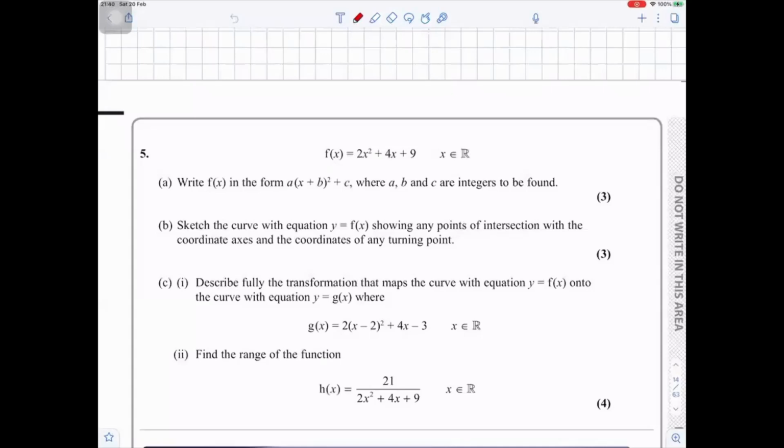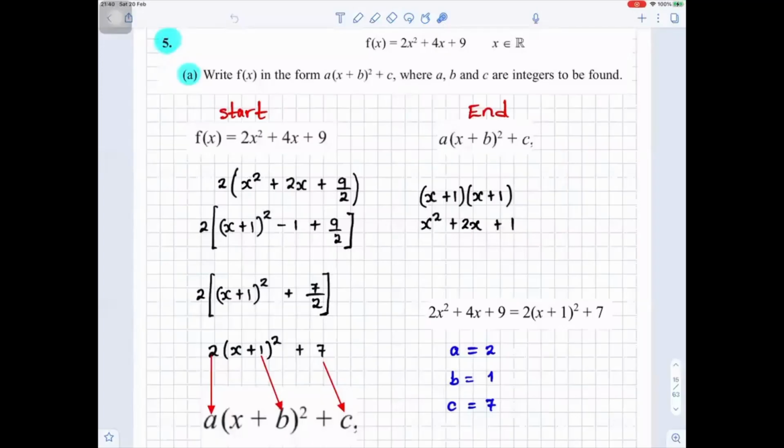Question number 5. Write f of x in the form a bracket x plus b all squared plus c, where a, b, and c are integers to be found. So this is where we start, and this is where we end. So you start, you want to end over there.